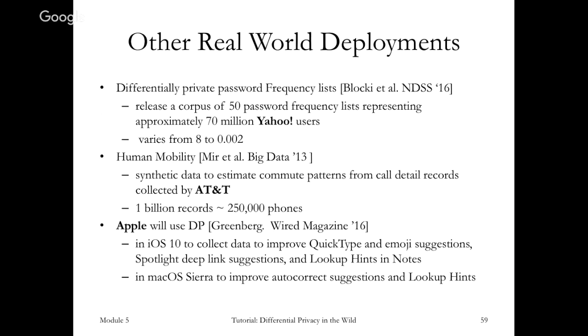So there have also been a few other real-world developments, a handful really. For example, Yahoo data was used to release frequency lists of passwords in a differentially private manner. There's some work from AT&T where there's a system for releasing mobility traces under differential privacy. And Apple has had a major publicity splash saying that they're going to use differential privacy in their Apple Watches. And in the latest iOS update, it actually tells you what kind of noise is added and so on. Okay. But in general, the number of deployments of differential privacy is not very high.